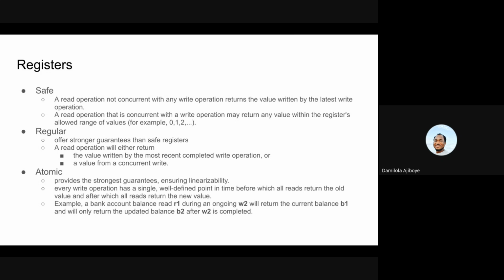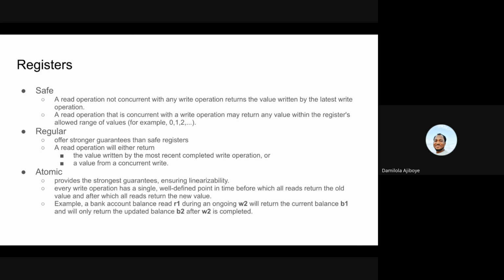Let's look at safe. If a read operation is not concurrent with any write operation, the expectation is it would return the value written by the latest write operation. Whatever the current value is, that read operation will return. But in the case where you have concurrent read and write operations, the value could be any value, but should be within the allowed range of the register.